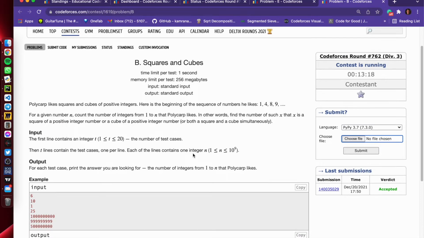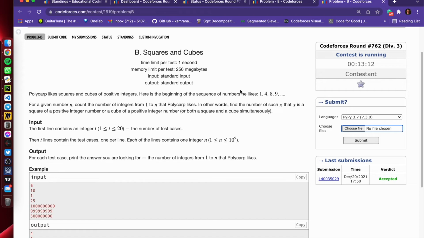So the question says squares and cubes. Polycarp has squares and cubes of positive integers. Here's the beginning of the sequence of numbers he likes: 1, 4, 8, 9. Okay, he likes squares and cubes. Given a number n, count the number of integers from 1 to n that Polycarp likes.